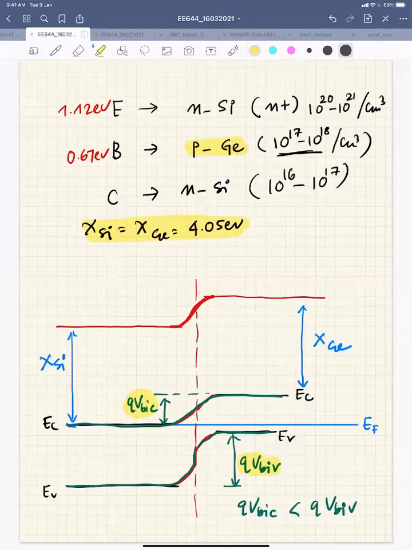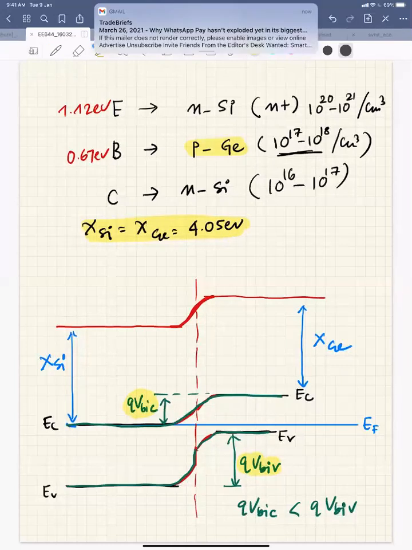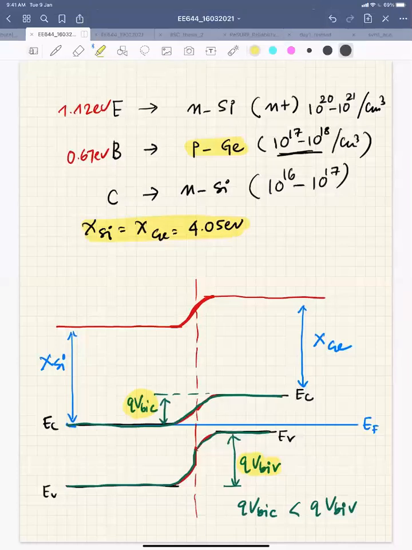When you are talking about electron injection from emitter to base, that happens over the conduction band. When you are talking about hole injection from base to emitter, that happens over the valence band. Since your valence band offset and conduction band offset, or the barriers, are different, it is easy for the electron injection, but it is difficult for the hole injection. Since it is difficult for hole injection, automatically your IP, the hole component, will be lower than the electron component in the emitter current.